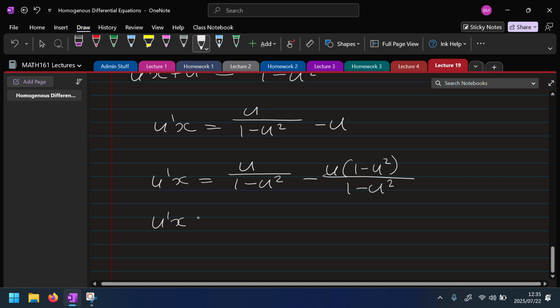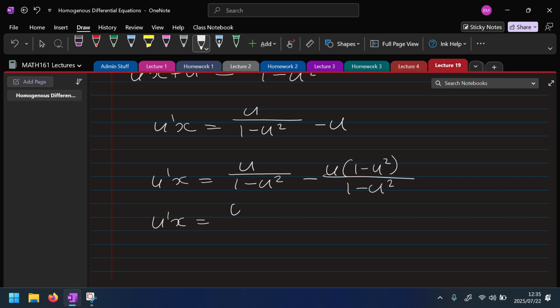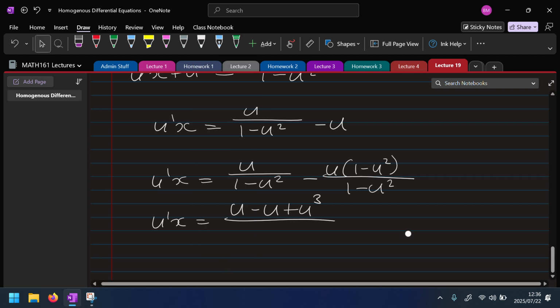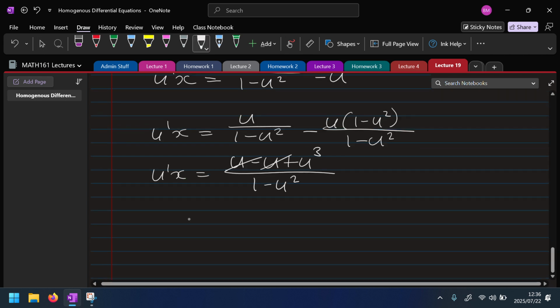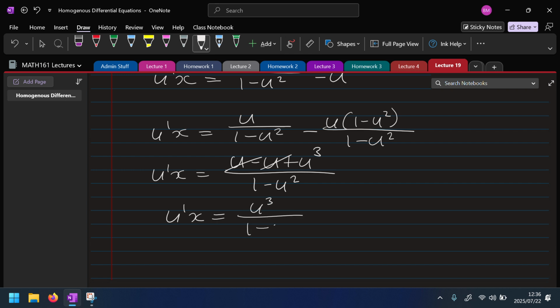So this will be u prime x is equal to, let's put all the top parts together. So it will be u minus u plus u cubed. Okay, that's just distributing the u inside there. Okay, all over in the denominator, that stays the same. There'll be 1 minus u squared. Okay, u minus u, that goes away. So we end up with u prime x is going to be u cubed over 1 minus u squared.